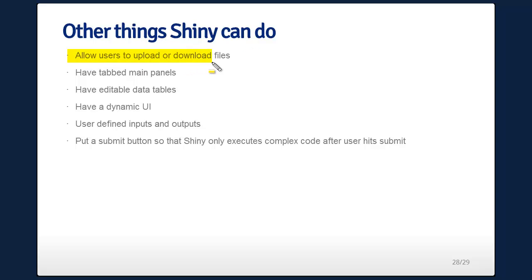Some other things you can do: you can upload or download files from Shiny. You can have tabbed main panels. This is all within the standard UI.R function for tabbed main panels. You can have editable data tables. That's neat. You can have dynamic user interfaces, so based on values that you input, it can then show you new controls. You can have user-defined inputs and outputs, which is sort of like programming more Shiny functionality. And then you can put a submit button so that Shiny only executes code after the user hits submit, even for the first time. That's covered in the tutorial on Shiny 2 as well.